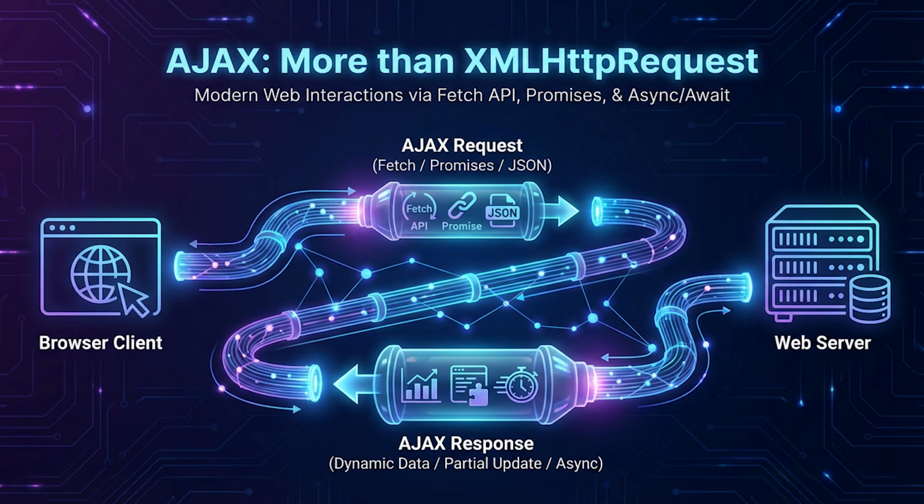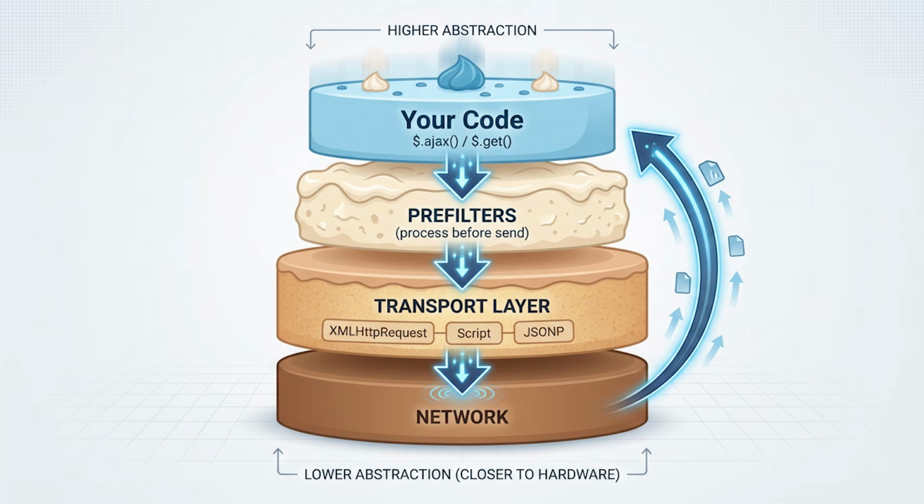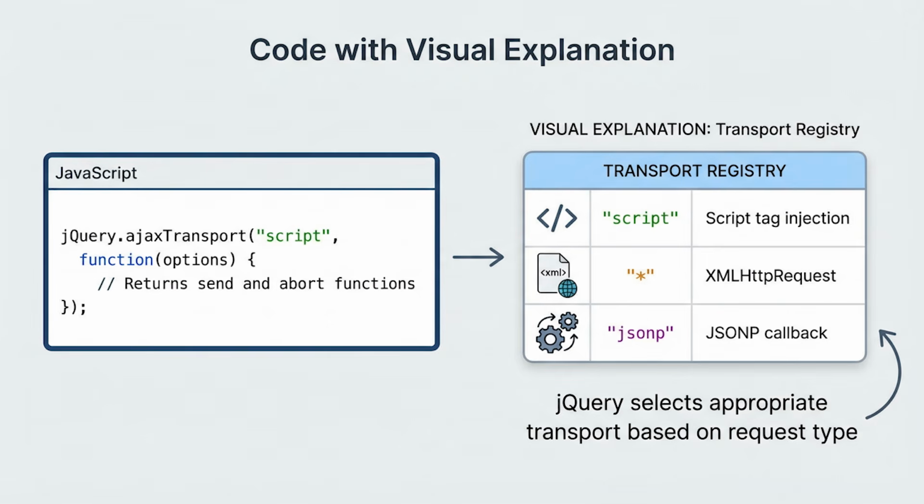jQuery's AJAX system is probably its most famous feature, but the implementation is way more sophisticated than most people realize. At its core, jQuery's AJAX isn't just wrapping XMLHttpRequest, it's an entire transport layer abstraction. jQuery has multiple transports for different types of requests: XMLHttpRequest for normal requests, script tag injection for cross-domain scripts, JSONP for cross-domain JSON before CORS existed.